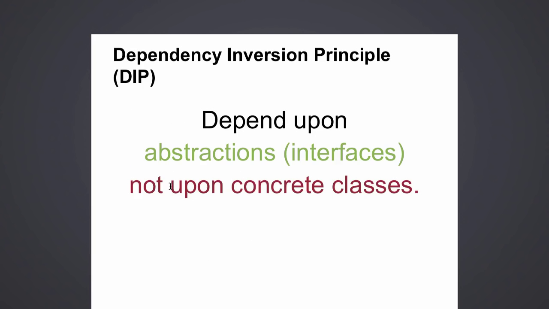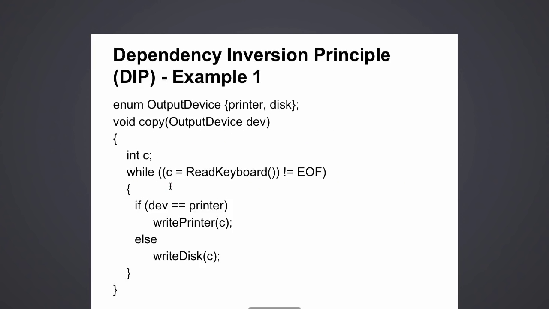The last one is the dependency inversion principle that basically says depend upon abstractions. That basically means use interfaces as much as possible rather than using concrete classes. So, for example, this is one implementation of the copy method where we are trying to read something from one device and put it to the other device. We want to check whether the device is printer or the disk. So based on whatever it is, whatever is entered on the keyboard should either go to the printer or the disk. This is one implementation.